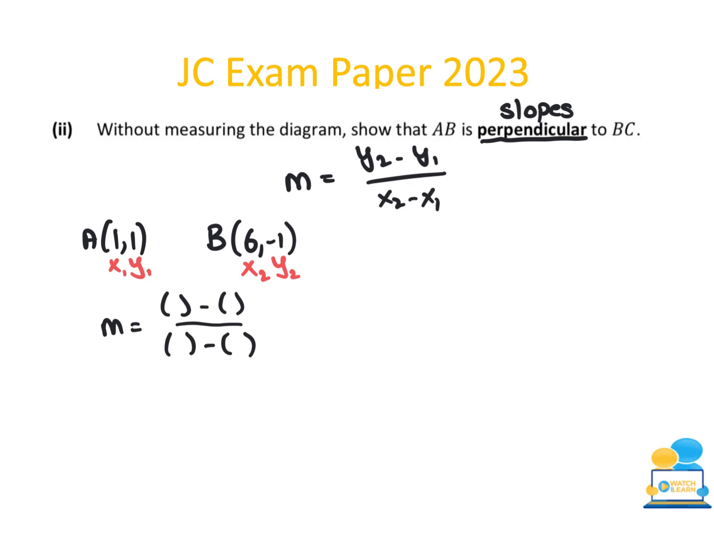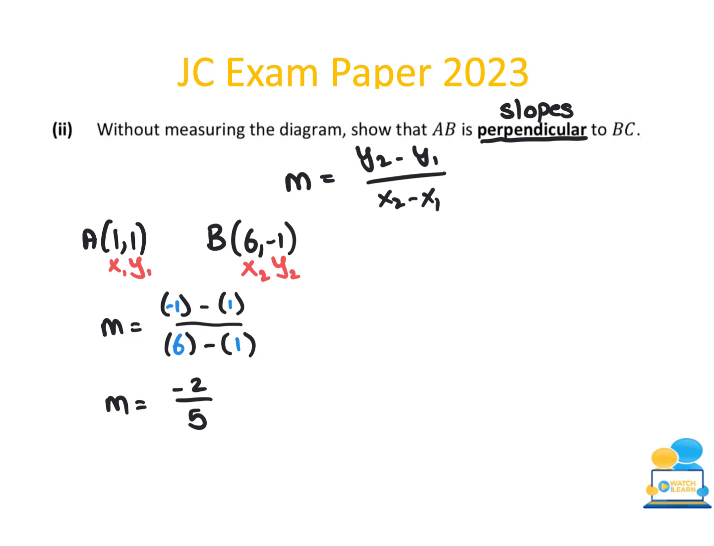Substituting in the correct values into the formula, my first empty bracket was y2, which is minus 1. My second empty bracket on the top line is y1, which is 1. Moving to the denominator, my empty bracket for x2 will be filled with 6, and my final empty bracket for x1 will be filled with 1. Now simplifying that fraction, on the top line I have minus 1 minus 1, which becomes minus 2, and on the bottom I have 6 minus 1, which is 5. So the slope of the line AB is minus 2 over 5.